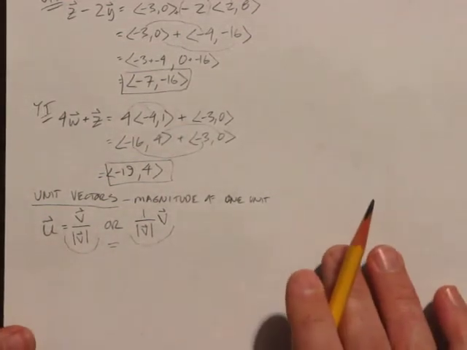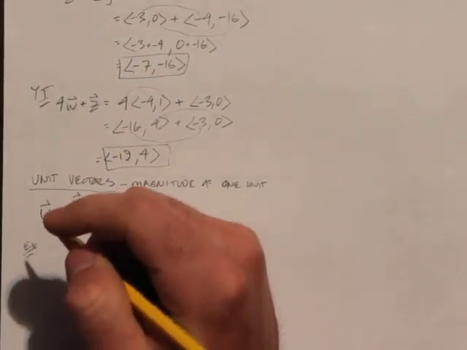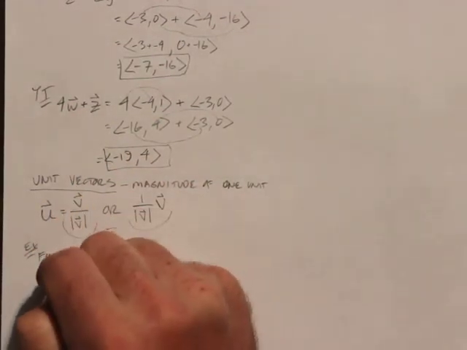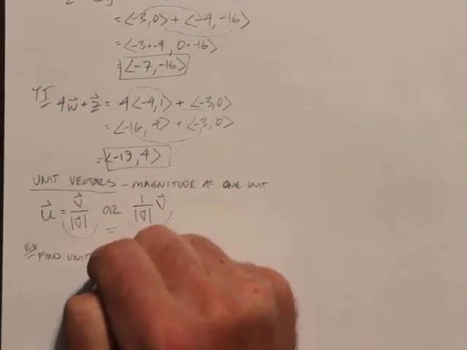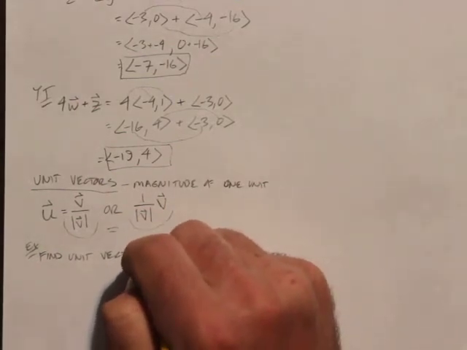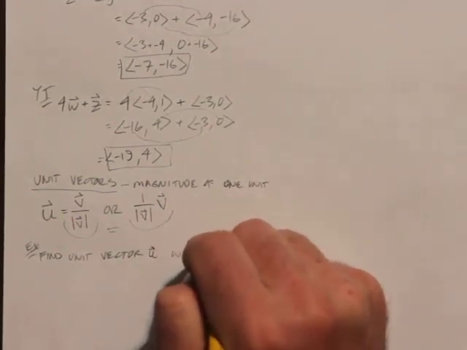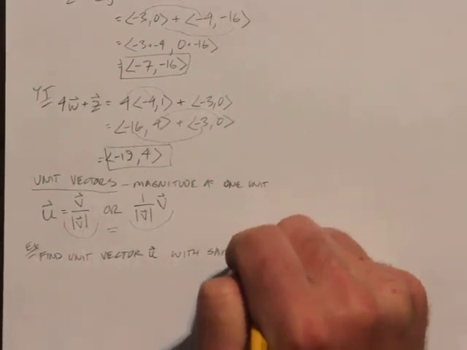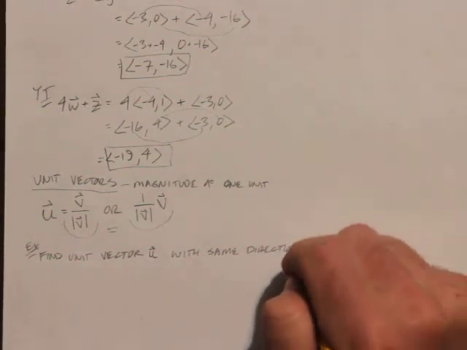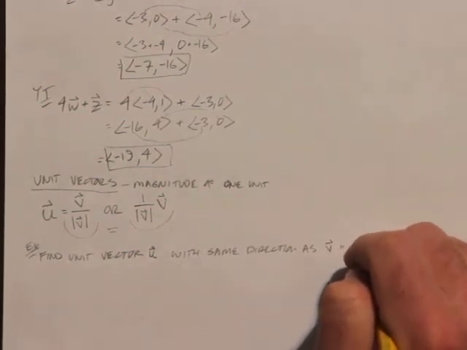So let's see what we are talking about here. How can we use this? So find unit vector u with the same direction as vector v, which equals -2, 3.